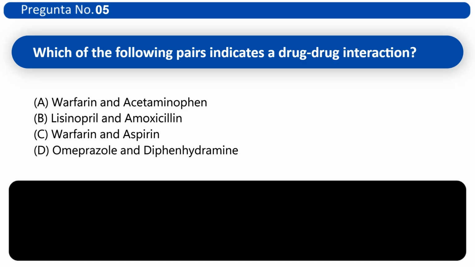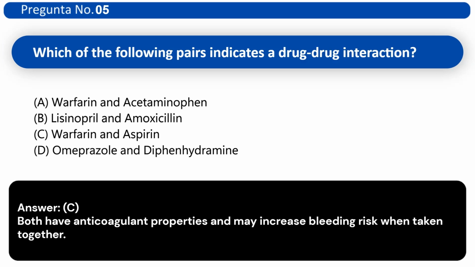Which of the following pairs indicates a drug-drug interaction? A. Warfarin and acetaminophen. B. Lisinopril and amoxicillin. C. Warfarin and aspirin. D. Omeprazole and diphenhydramine. Answer, C. Both have anticoagulant properties and may increase bleeding risk when taken together.